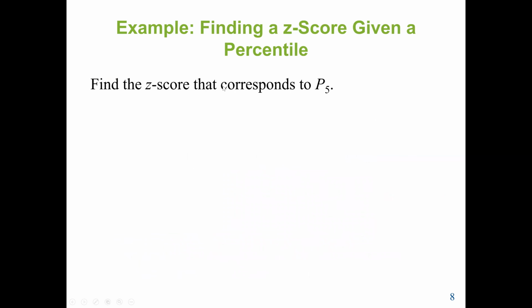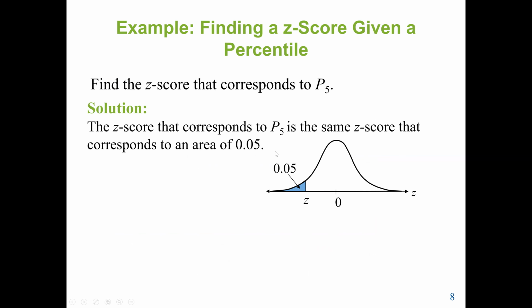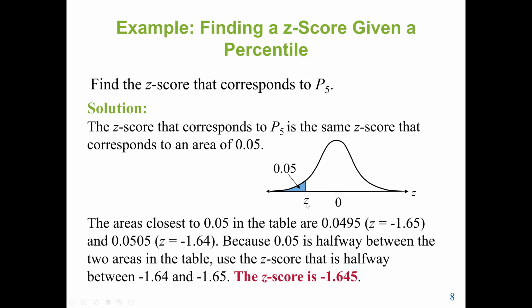Next, they say we should find a z-score that corresponds to P5. So here we are looking for a z-score given a percentile. Now, the z-score that corresponds to P5 is the same z-score that corresponds to an area of 0.05. So that's what we mean by P5. So the area of 0.05 will give us the P5. Here we can see that we know the area is from the left to the z-score. So the area closest to 0.05 in the table is 0.0495, which gives us negative 1.65.